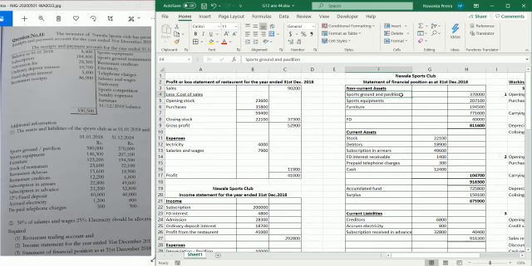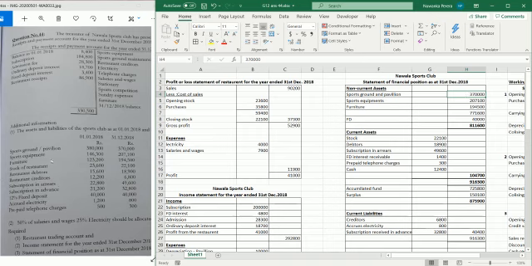Then at the same time, the closing carrying value or the net book value of the pavilion and the sports ground has to be recorded in your statement of financial position. Here I have recorded this under non-current assets. The balance is 370,000. Let's move on to the second one.